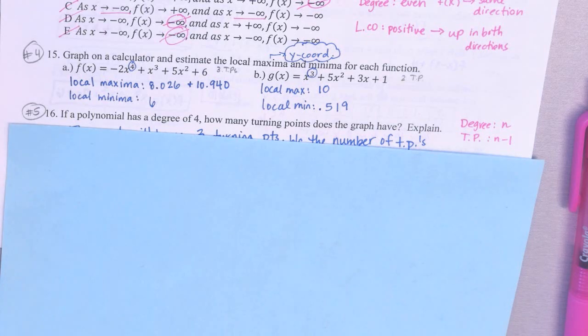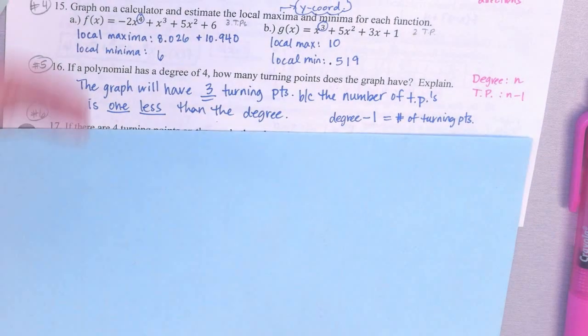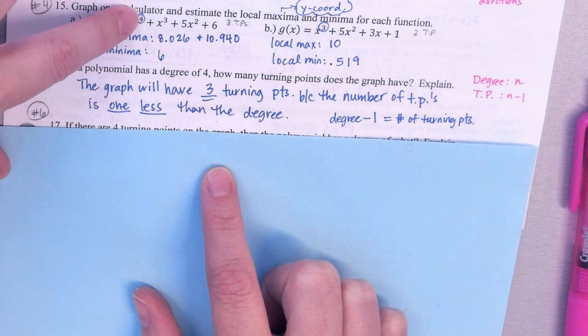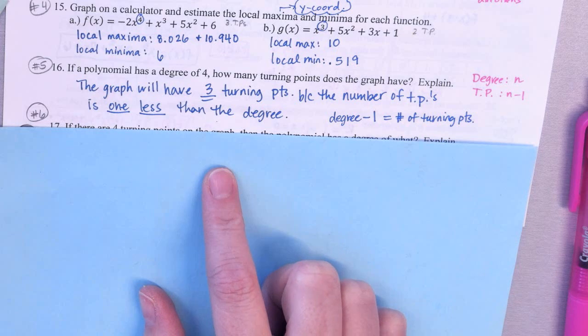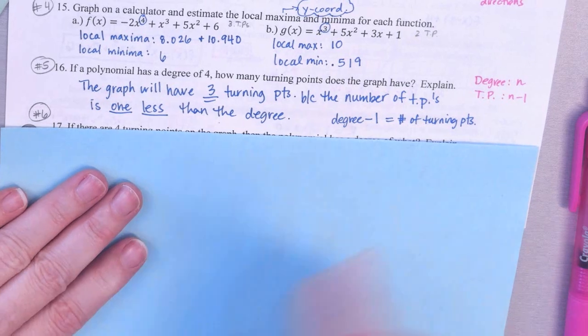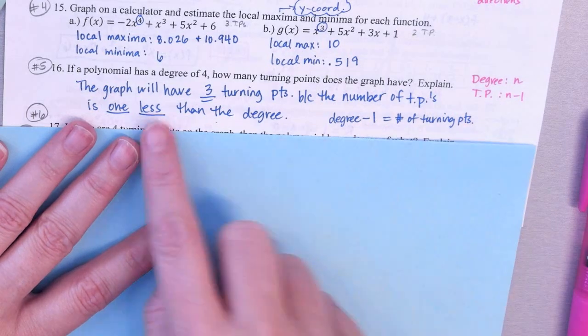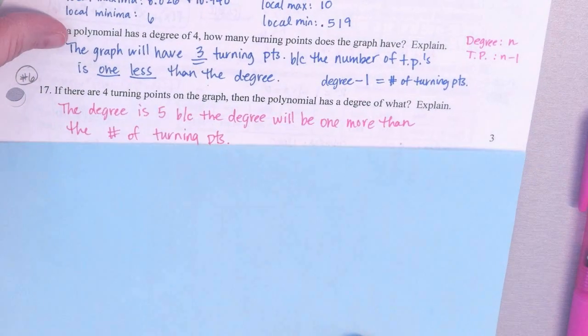Okay, do you guys have questions for me on those? Those are good? Okay. All right, and I know we did some of this together last week, so we talked about, hey, if this has a degree of 4, there are 3 turning points. That's because the number of turning points should be 1 less than the degree. So whatever the degree is, the turning points are 1 less than that. That might be something you want to write down, or maybe that's something that you already remember.